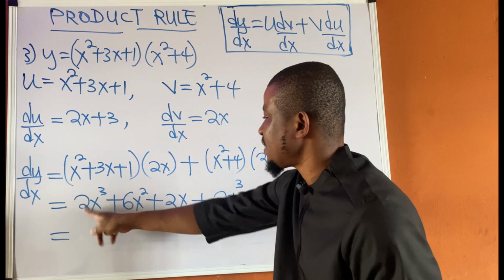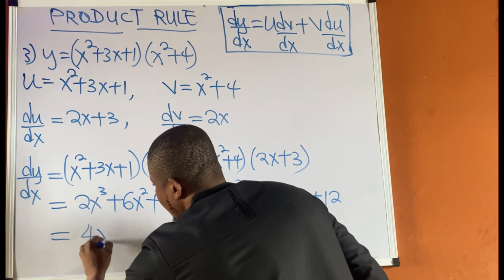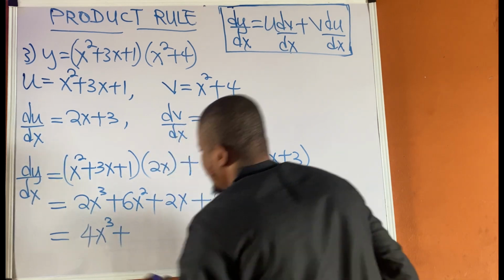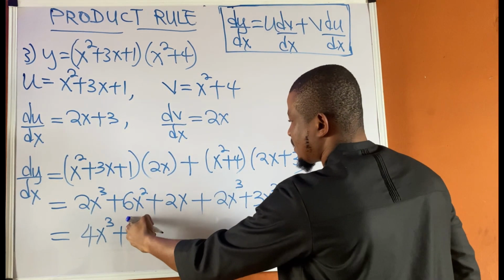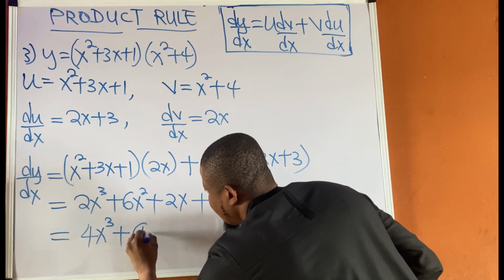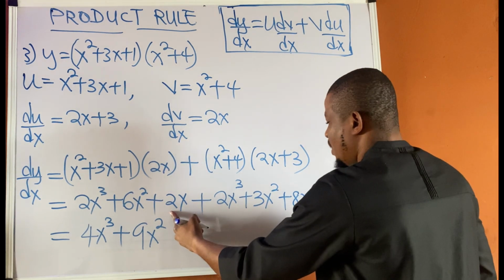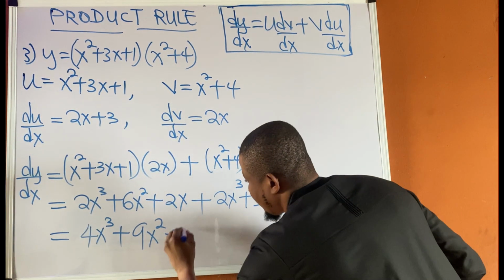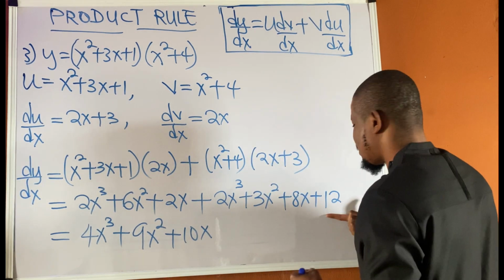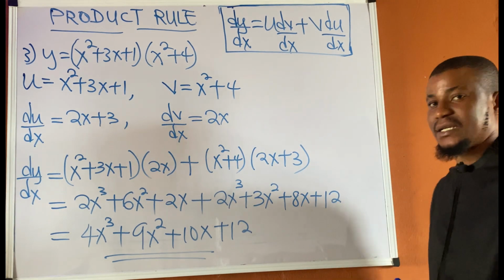So we have 2x raised to the power 3 plus 2x raised to the power 3. That will give us 4x raised to the power 3. Plus, then power 2, 6x raised to the power 2 plus 3x raised to the power 2. That will give us 9x raised to the power 2. We are done with power 2. Power 1, 2x plus 8x, we have 10x. Then the constant term, 12. This is our dy dx.